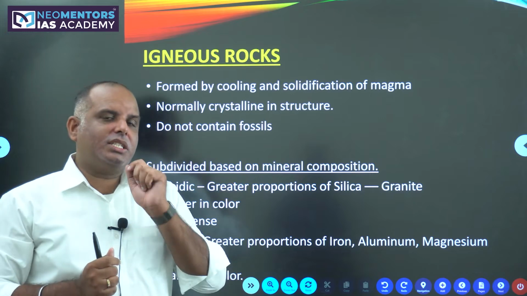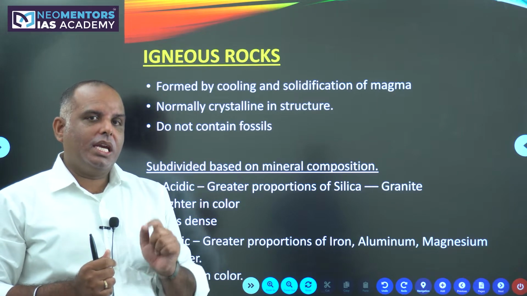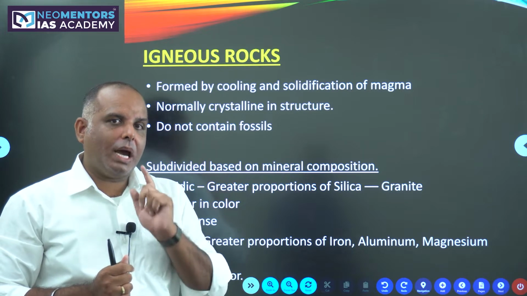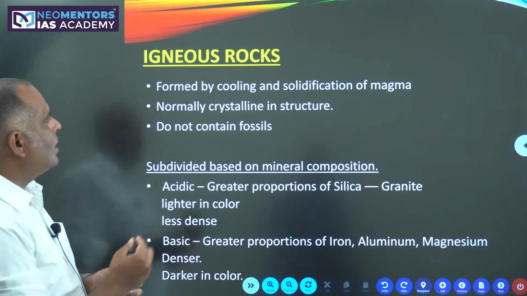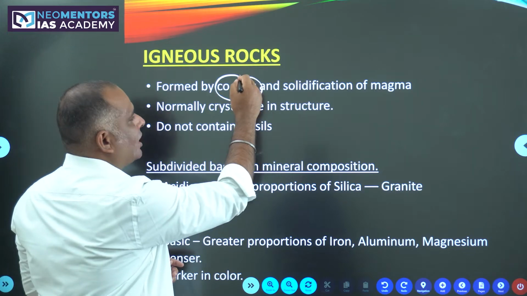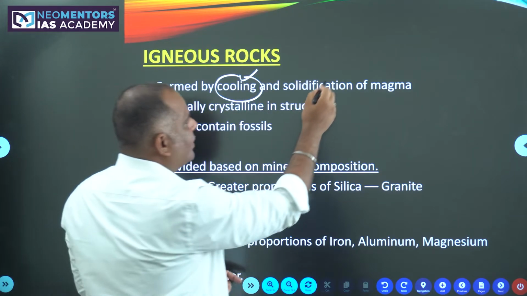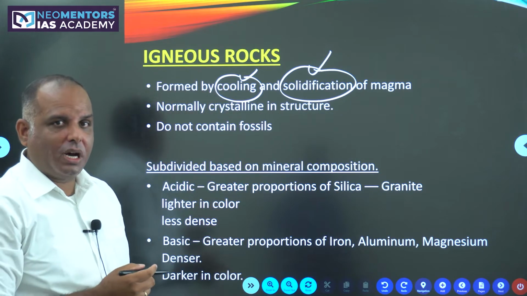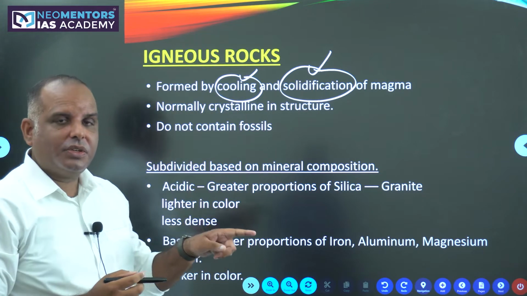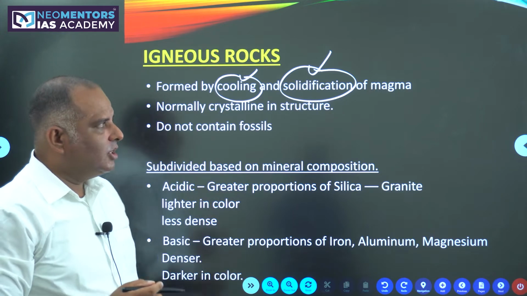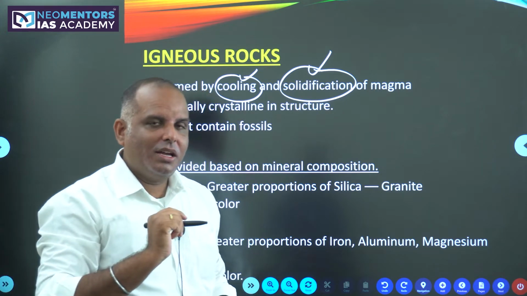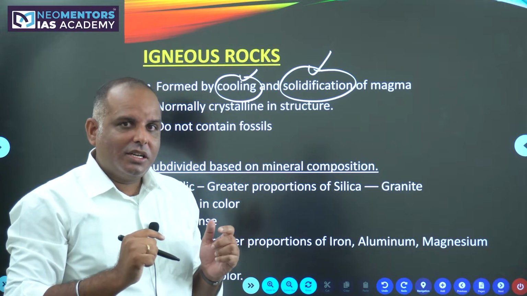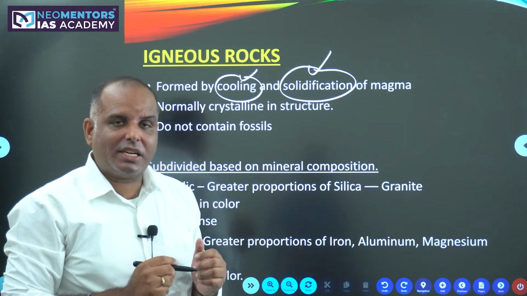Now, what are igneous rocks? Igneous rocks are formed by the cooling of the molten magma. The cooling and solidification of magma leads to the formation of igneous rocks. So when I am saying it's magma, that means it's hot, it's a molten material, right? The temperatures are in thousands of degrees centigrade.